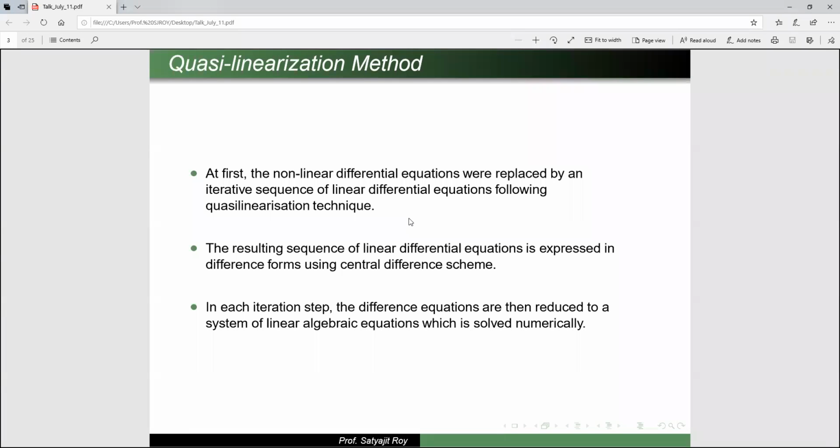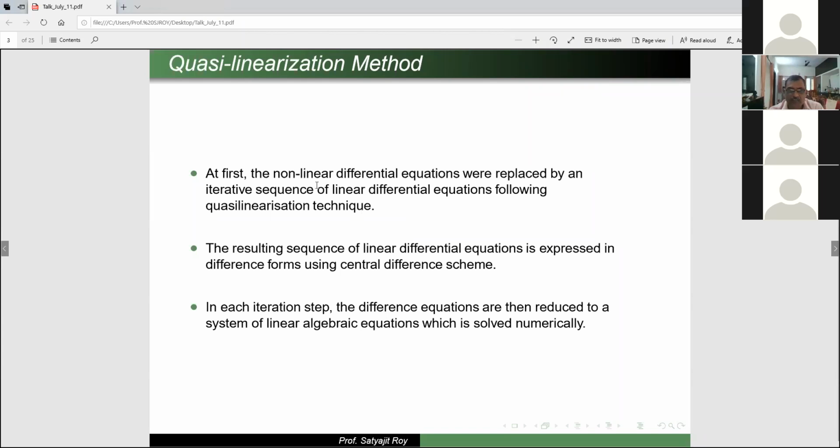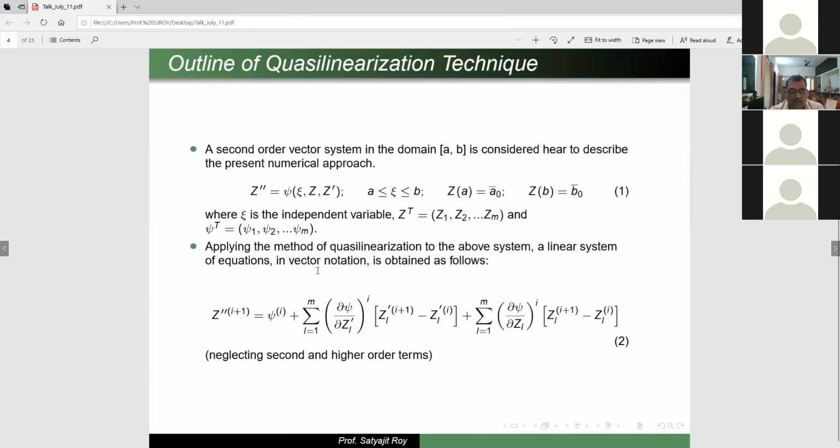This sequence is monotone and bounded, so it will converge to the solution. That is the same idea as in the Newton-Raphson method, which approximates a sequence of solutions or roots. When the gradient magnitude is less than 1, the Newton-Raphson method converges. Similar things apply here also. Now how to do this? At each iteration step you have a linear system, so you can solve it. You replace it by a difference equation and get a linear system. So that is mainly the method.